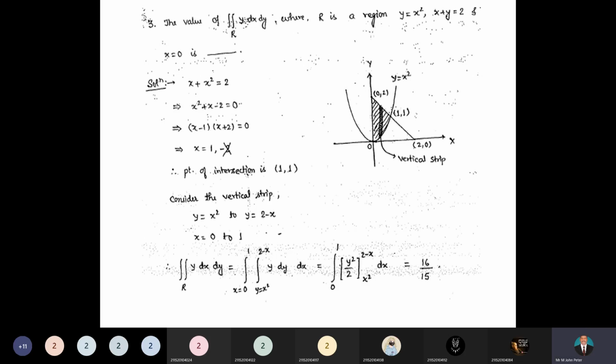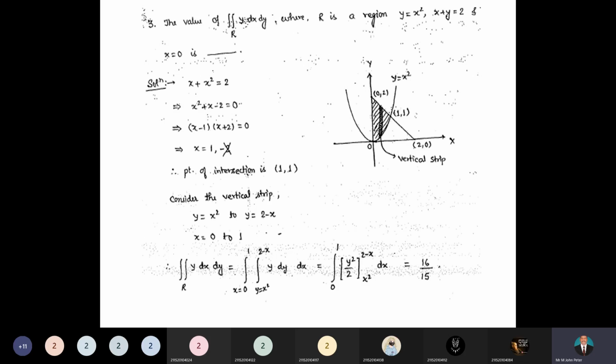And the intersecting point we have to identify. Then only can you identify the upper limit, at the coordinates of the intersection of the parabolic curve and the straight line. That will be 1, 1, because the straight line and the function is y equal to x square. By substitution we can get the intersecting points. So that is x plus x square equal to 2. How come x plus x square equal to 2? That means substitute y equal to x square in the straight line equation.